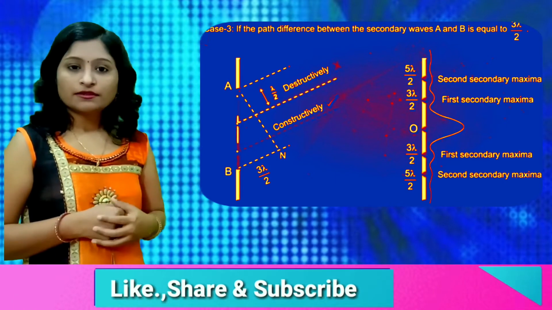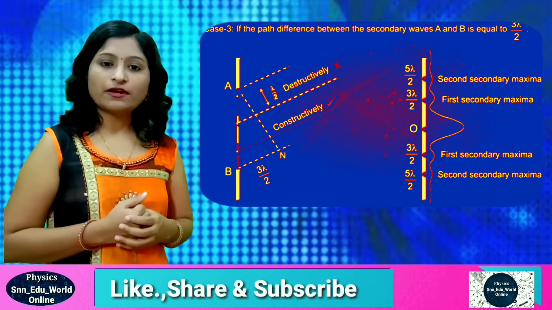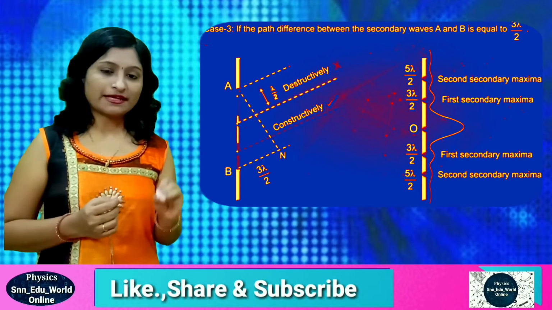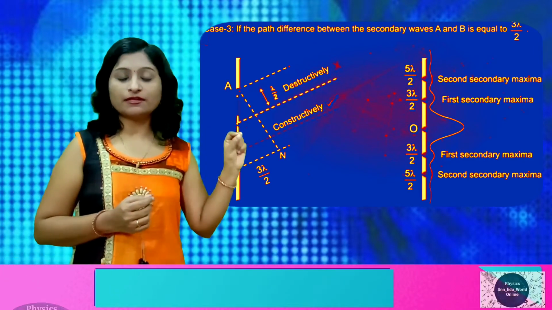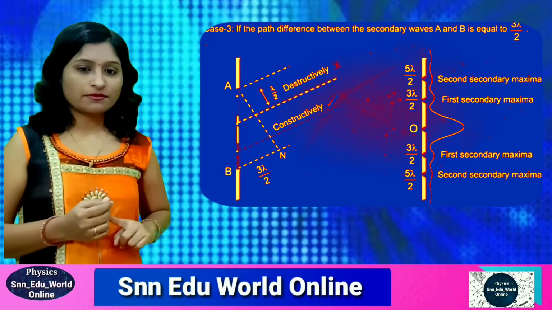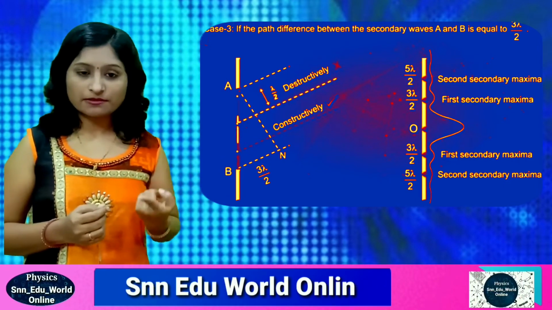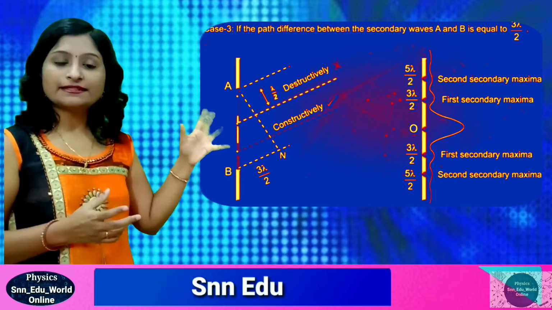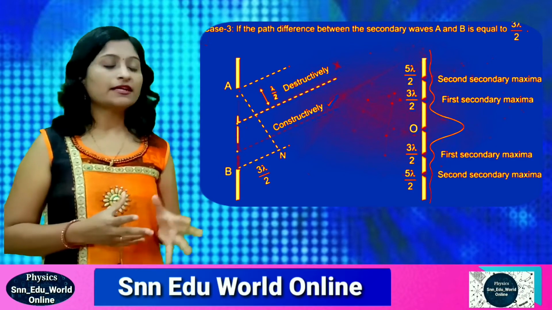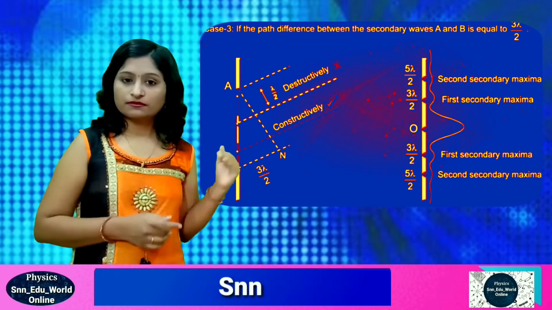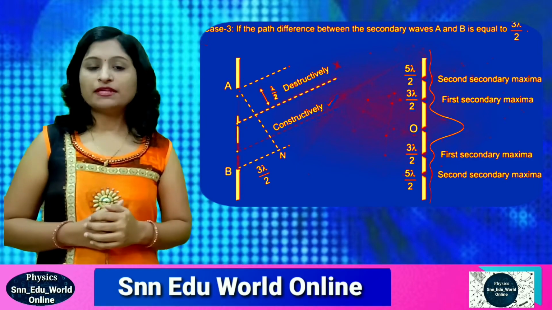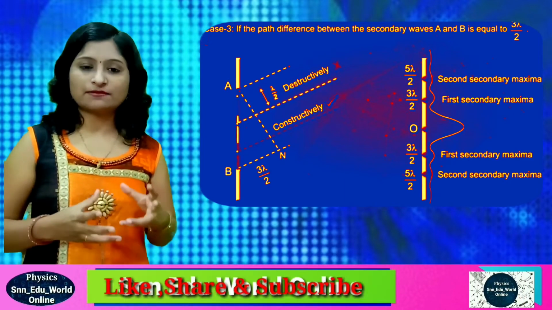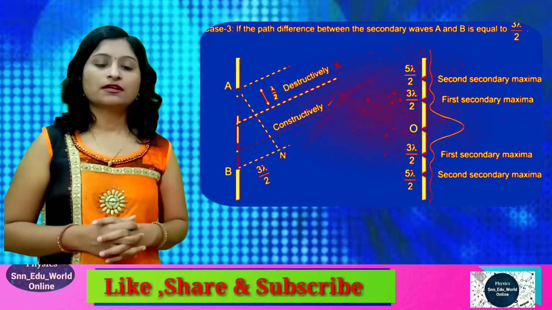Okay, now if you move further, that will be the 5 lambda by 2. Similarly we will get secondary maxima. Okay, so first is the minima, next is the secondary maxima, and here at 5 lambda by 2 we will get the secondary maximum, and similarly it will be on either side of that central point. Okay, means 3 lambda by 2, 5 lambda by 2, 7 lambda by 2, we will get the maxima conditions, secondary maxima conditions.